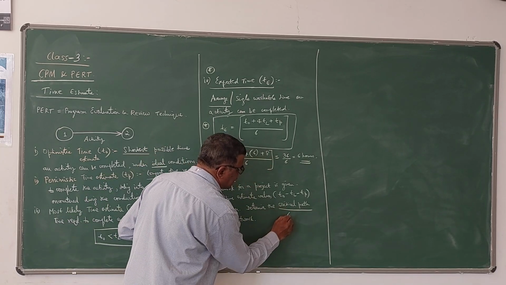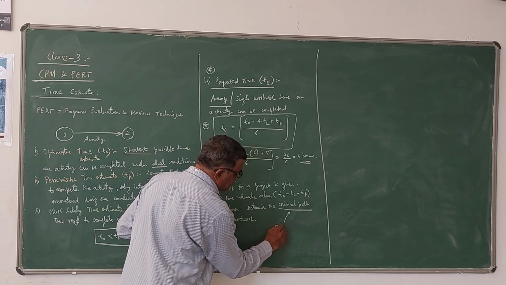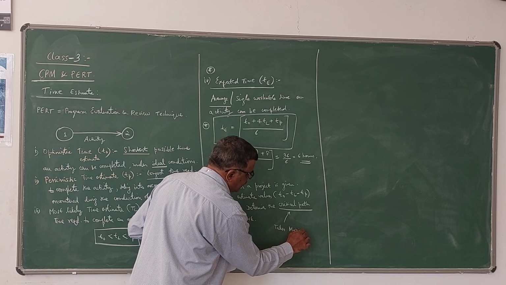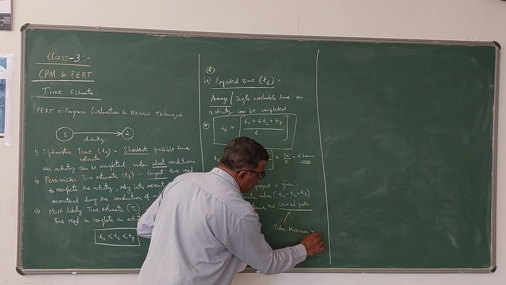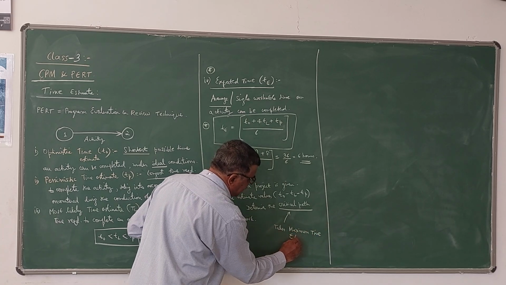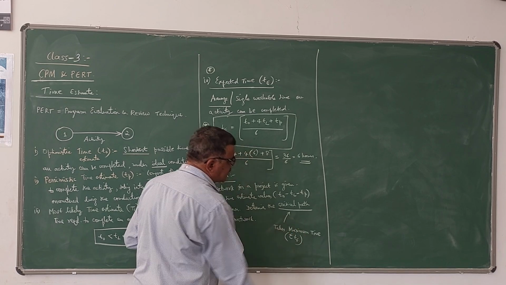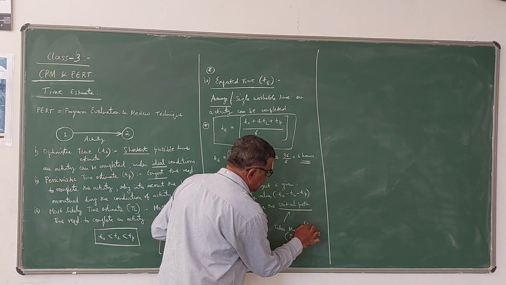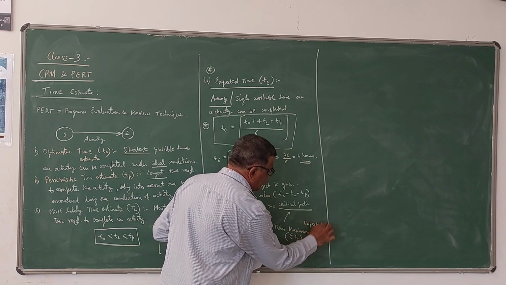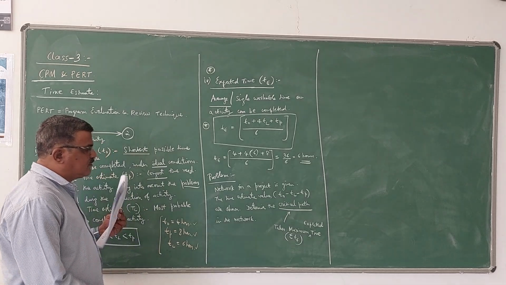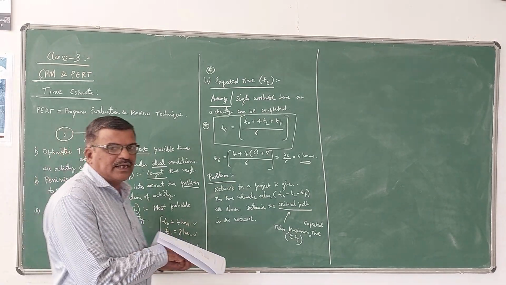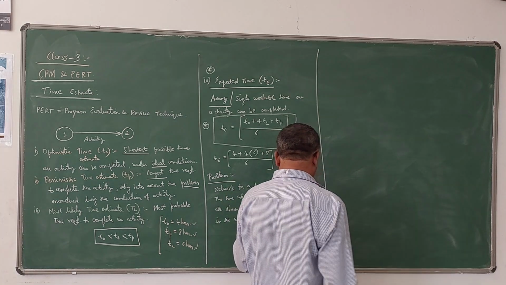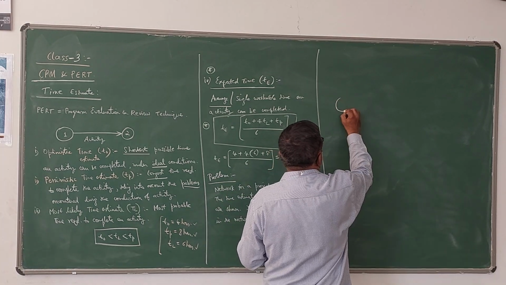So critical path means the path which takes maximum time, that is sigma TE, maximum expected time. Whichever takes the maximum expected time, that path is the critical path. Now the problem is given like this. The network is given like this.